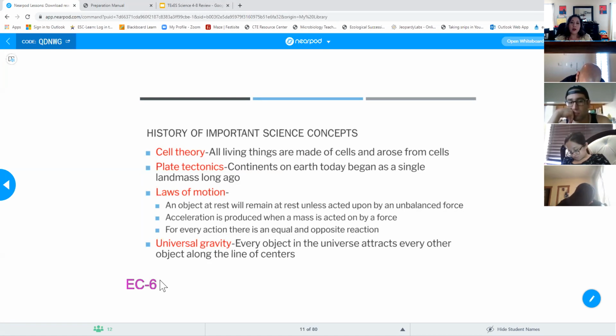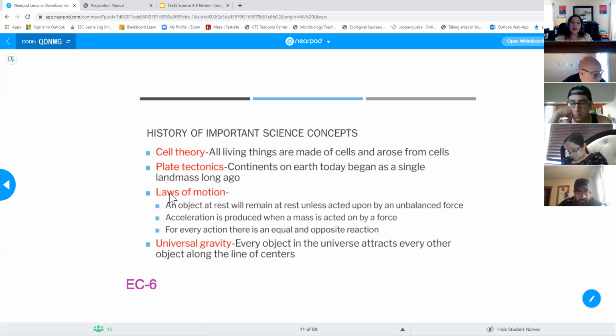Plate tectonics: continents on the Earth today began as a single landmass long ago, right? The plates are always moving, and due to that, that's why we have mountains that are formed, and why we have volcanoes, and why we have the different continents. So just understanding that idea.